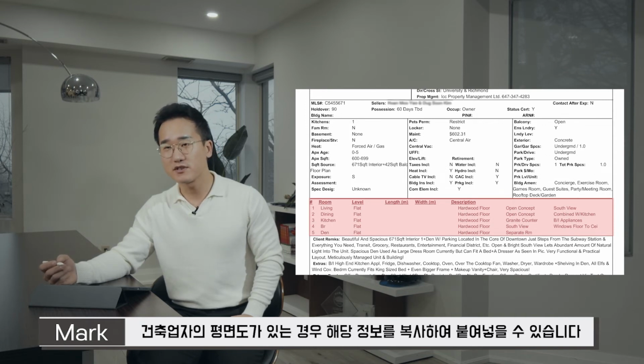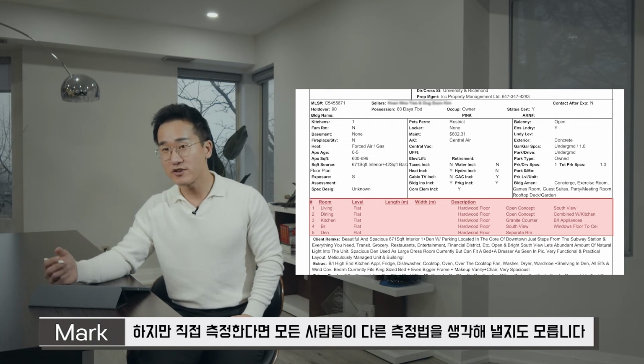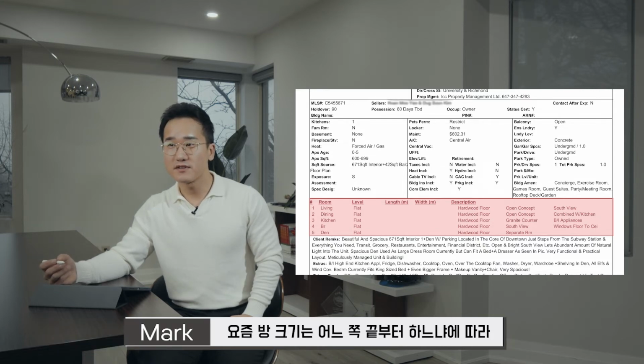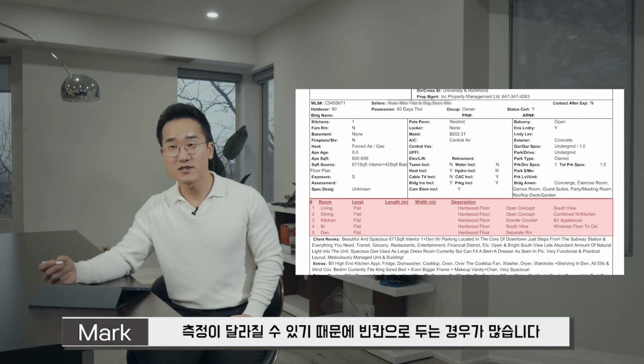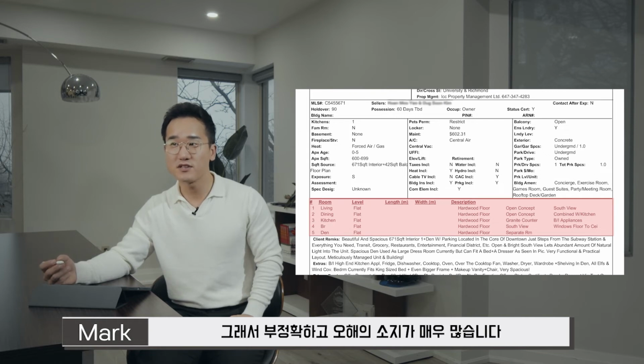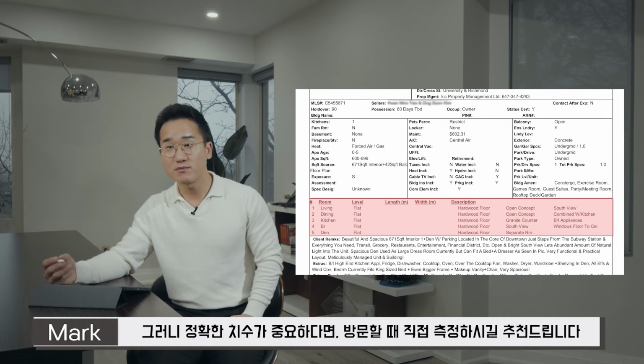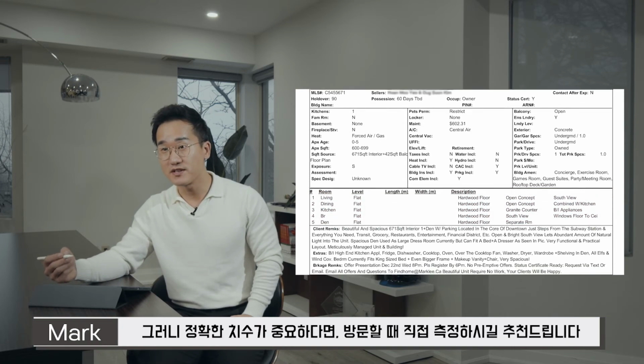If you do have the builder's floor plan, then you can copy paste that information. But if you were to measure it yourself, then everybody might come out with a different measurement. The room measurements nowadays are often left blank because measurements could vary depending on which end of the room you measure from. So it's very easy to be inaccurate and misleading. So if the exact measurement is important to you, measure it yourself when you visit.